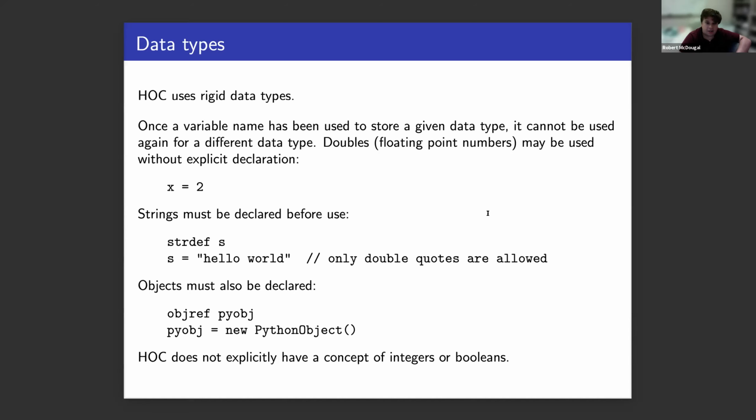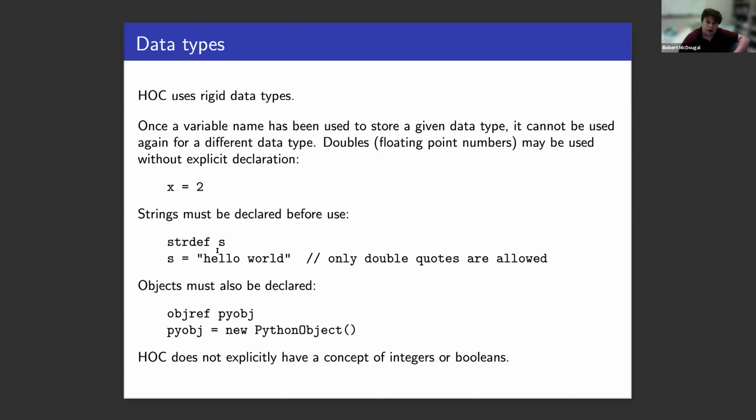And I guess also the related gotcha is that only doubles, so floating point numbers, can be used just sort of directly. So if I type x equals 2 in HOC, it's perfectly happy. Everything else, though, has to be explicitly declared. And so the way that you'll find things explicitly declared, you'll see these strdef. I'm defining something to be a string, namely s in this case. And then you can assign s is equal to hello world. If you don't do that, strdef, HOC will yell at you.